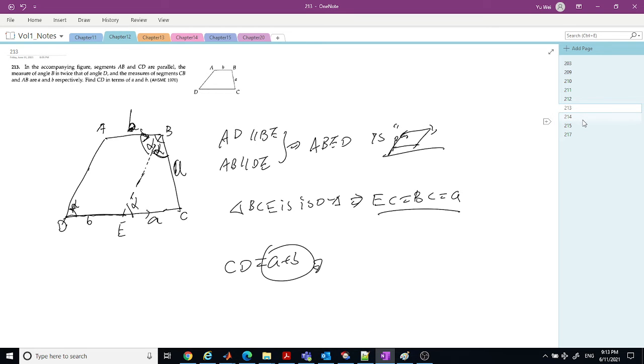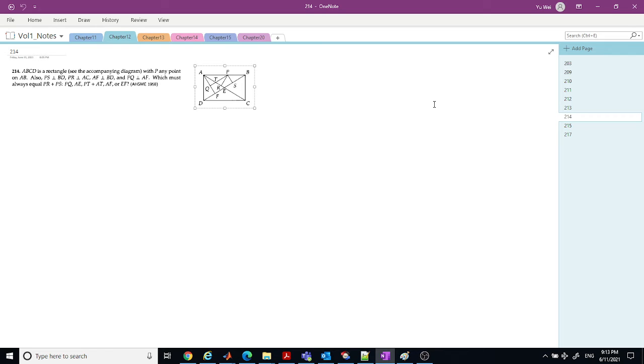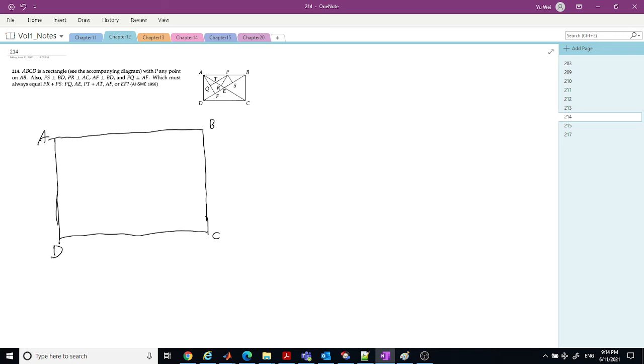Okay, so question number 214. Let's draw a big picture. So we have a rectangle ABCD. Then we have the two diagonals BD and AC. Okay, so the center where they intersect is E.